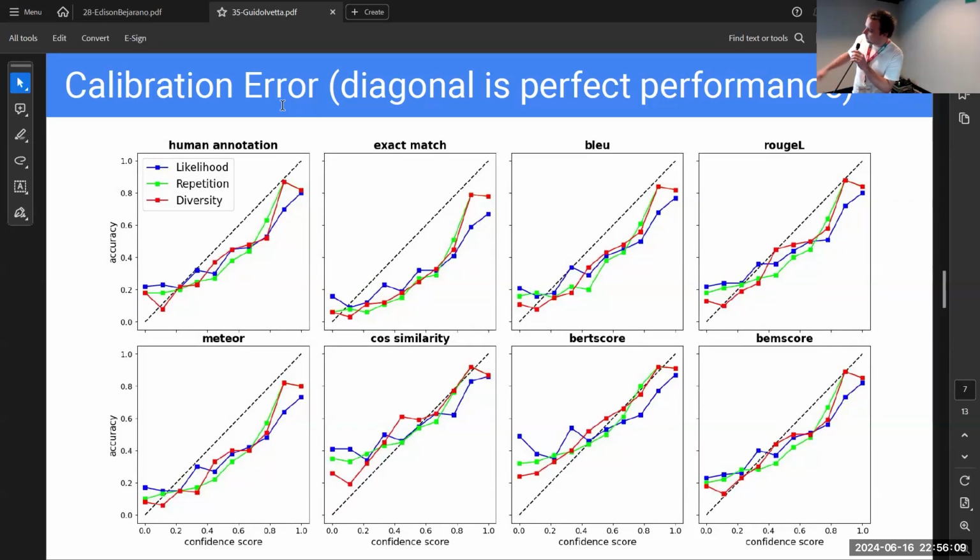For instance, in this graph, you have the diagonal as perfect performance. When you are on the bottom left, it means that it has low confidence and the answers are wrong. That's a good thing. And if you have, for example, 60% confidence, you might expect 60% of the results there to be right. So the diagonal would be the perfect performance. And you can see that using different ways to determine whether the answers were correct or not, you get overconfidence, you get underconfidence, so it changes a lot.